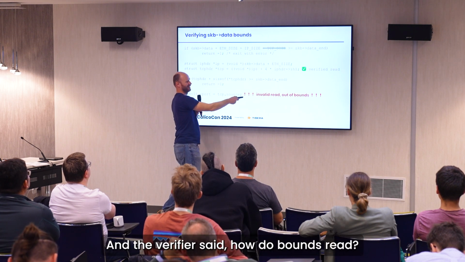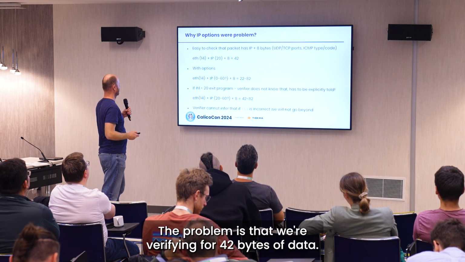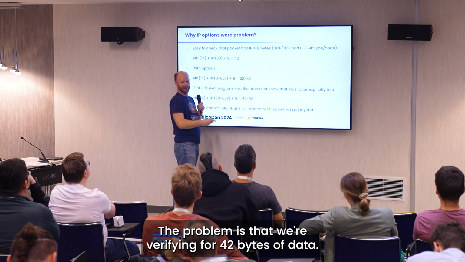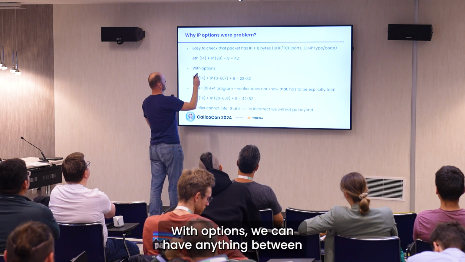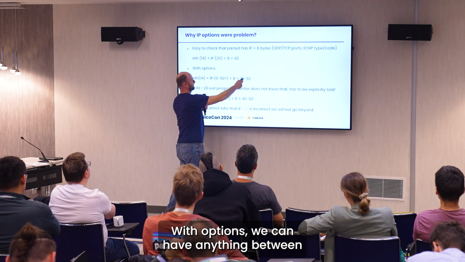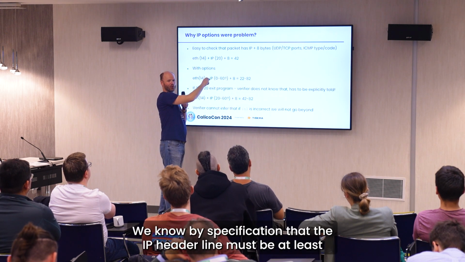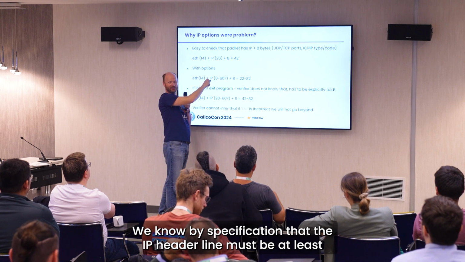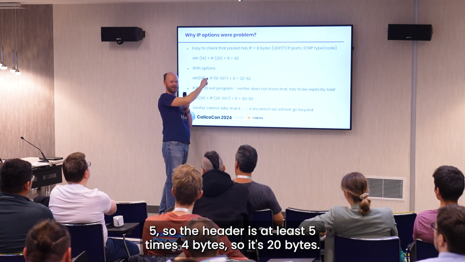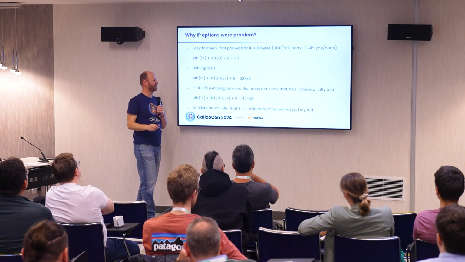And the verifier said, out of bounds read. The problem is that we're verifying for 42 bytes of data. With options, we can have anything between 42 and 82, but the verifier doesn't know that. We know by specification that the IP header length must be at least 5, so the header is at least 5 times 4 bytes, so it's 20 bytes. We know that, but that's written in the specification.